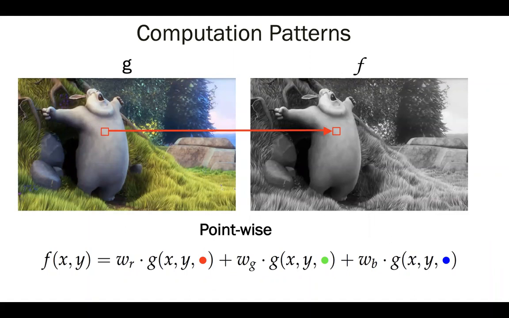Point-wise computation means that the computation depends on a particular pixel, not on the neighborhood of the pixel. That is, in order to generate this pixel, you need the corresponding pixel. You don't need the neighborhood of this pixel. You don't need to maintain line buffers, for example, when you are doing point-wise computations. So point-wise computations are relatively easy to do when compared with stencil computations.